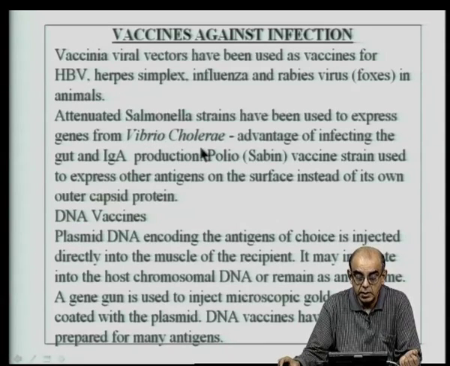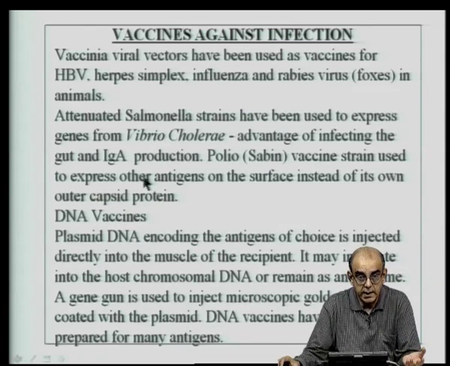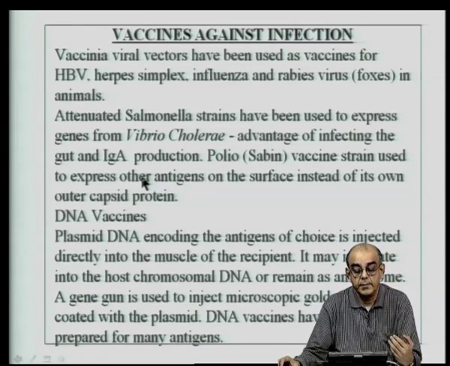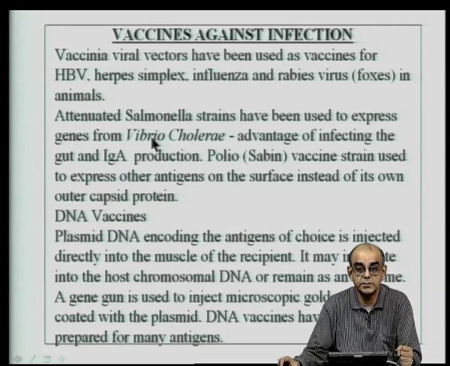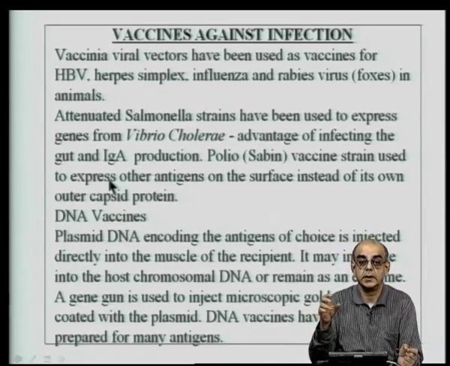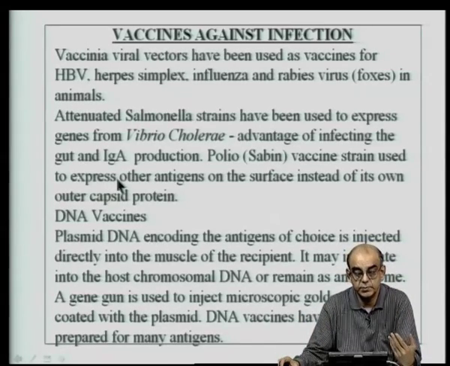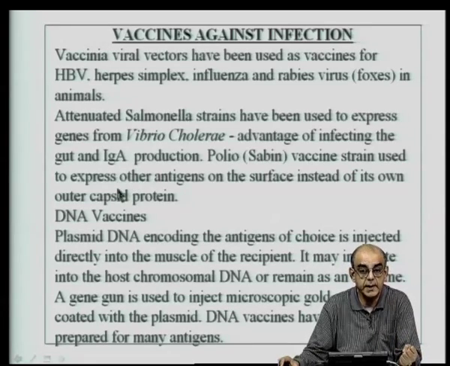For example, genes from Vibrio cholera have been expressed in Salmonella strains. The advantage being that Salmonella infects the gut or the mucosal immune system, and many of these organisms that spread through the orofecal route benefit by using vectors that actually cause infection in the orofecal route, or in the gut. So, if one uses antigens that get expressed in the orofecal route, it is an advantage to activate an immune response against those organisms that infect through the orofecal route, mainly by IgA production and so on.